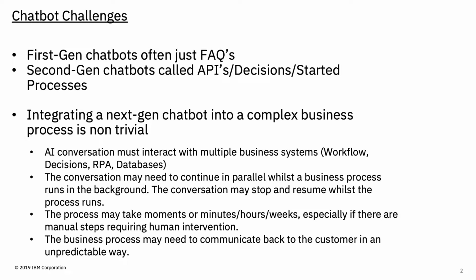Thirdly, the process may run along a different timeline to the conversation. So for something like a mortgage, this could run for weeks or months. And finally, the business process may need to communicate back with the conversation service in an unpredictable way. The process might get partway through its processing, take an unexpected turn, and it will need additional data from the customer. So if we want a chatbot to be the primary interface between a customer and a complex business process, we have to design our chatbots with these considerations in mind.